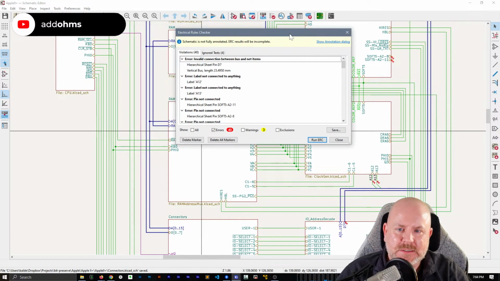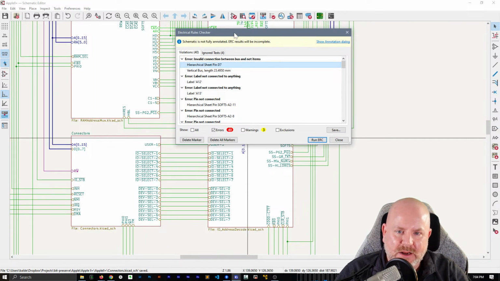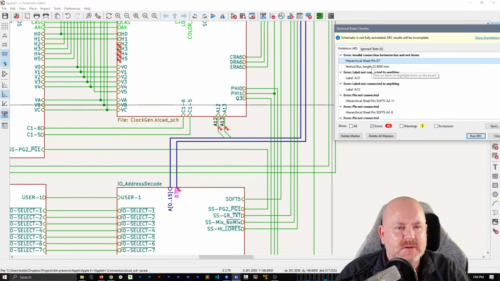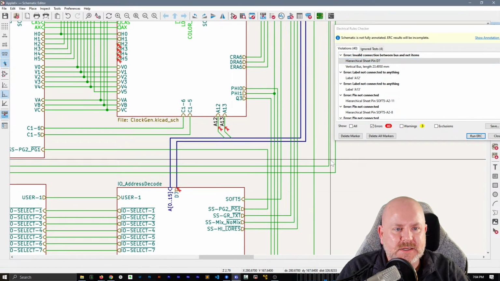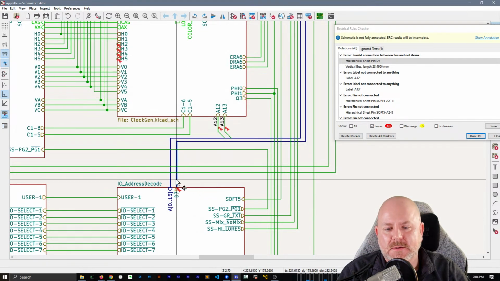I don't remember. Not fully annotated. I'm going to skip the annotation. That's going to be fine. I don't want to deal with that right now. Mostly what I'm looking for is what's connected and what's not. So, D7. Oh, D7 is not. Oh, I see what's going on.